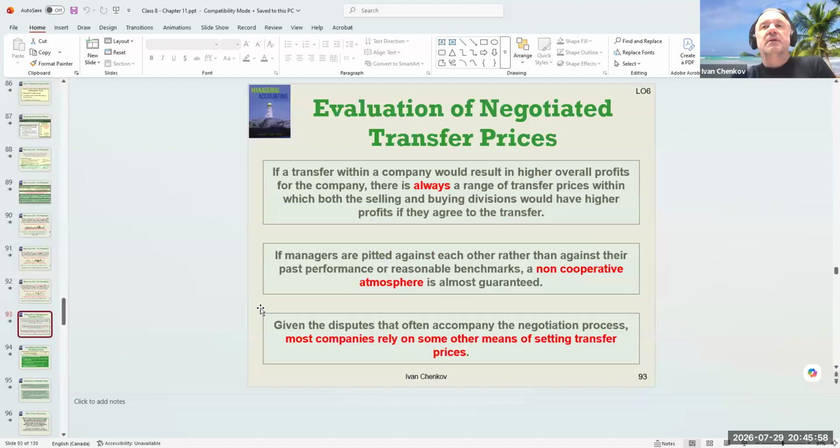Now, how are we going to do the negotiated transfer price? If the transfer pricing within the company will result in higher overall profits, there is always a range of transfer prices within which both the selling and buying division will have higher profits if they agree to transfer. Now, if the managers are competing with each other, they won't cooperate in setting the best transfer price. When we have those disputes, the company has to step up, and somebody has to come and say, hey, this is the transfer price, end of story. If you don't like it, that's the way it is.